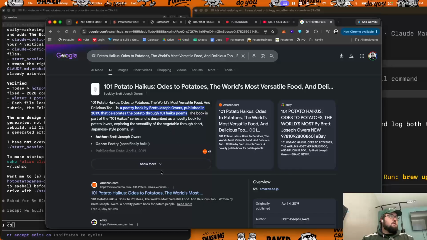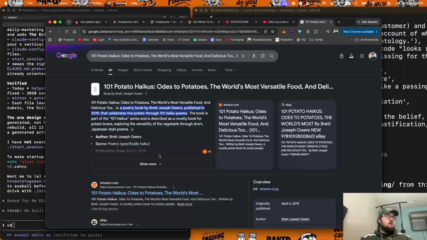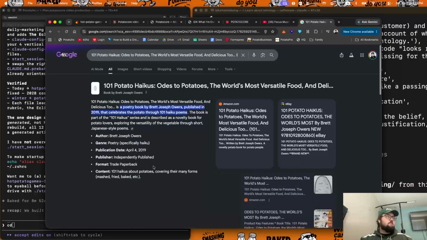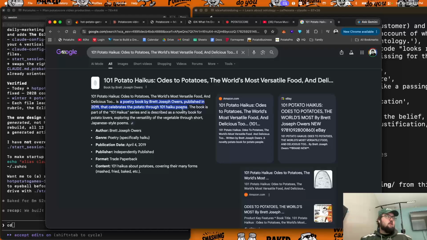The book is part of a series. This book is part of a 101 haiku series and is described as a novelty book for potato lovers exploring the versatility of the vegetable through short Japanese-style poems. So that was published by me on April 4th, 2019.